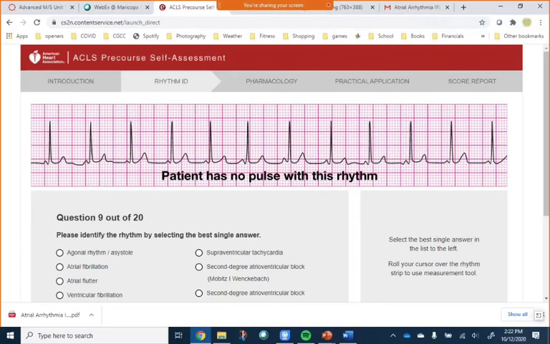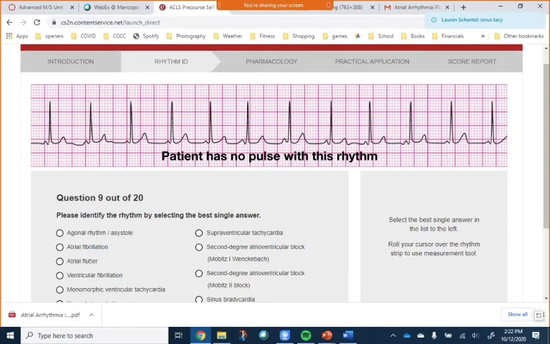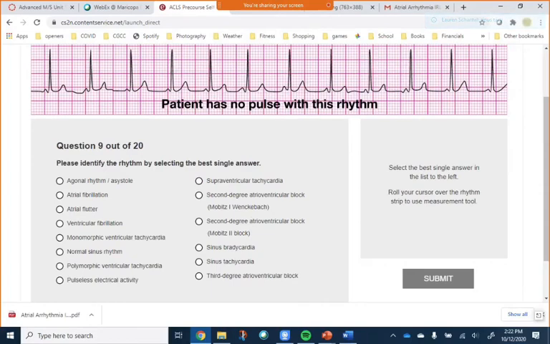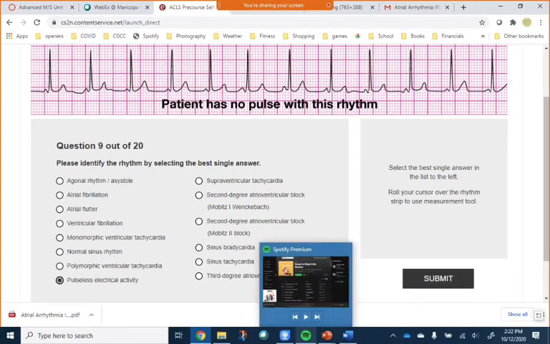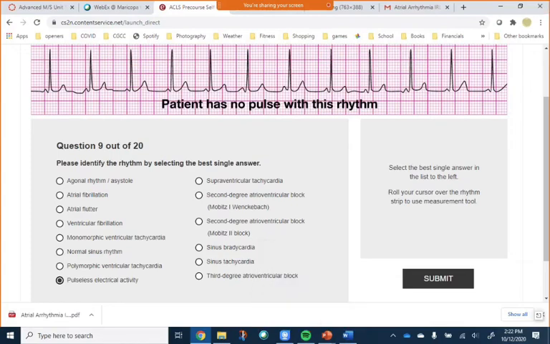So what about this one? It has no pulse with this rhythm. What is it? These are the worst because nothing calls you into the room. Don't even name it. They have no pulse with the rhythm. It's pulseless electrical activity. If they say there's no pulse with the rhythm, there's no pulse with the rhythm. It doesn't matter what it's called. It's called dead. So it's pulseless electrical activity.